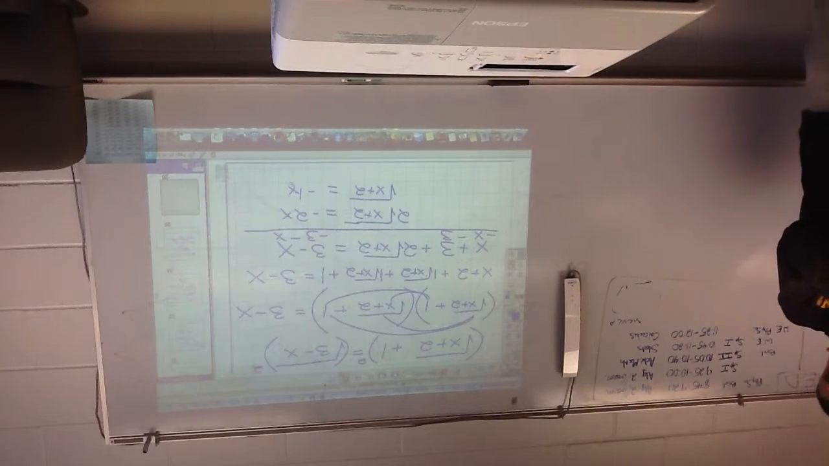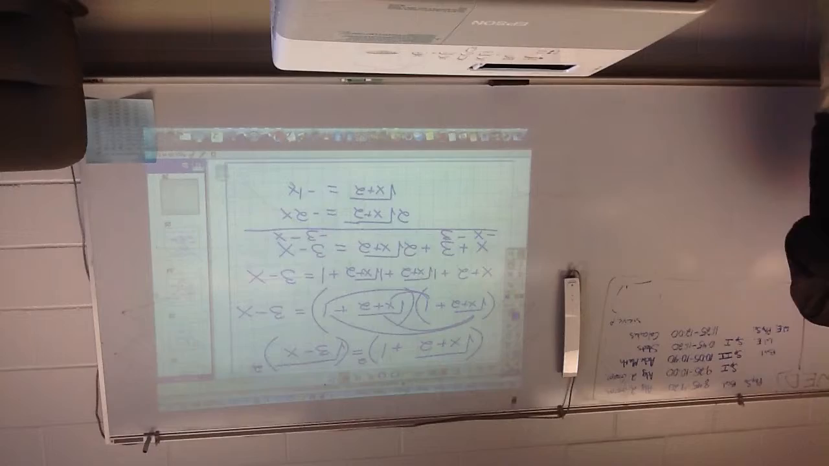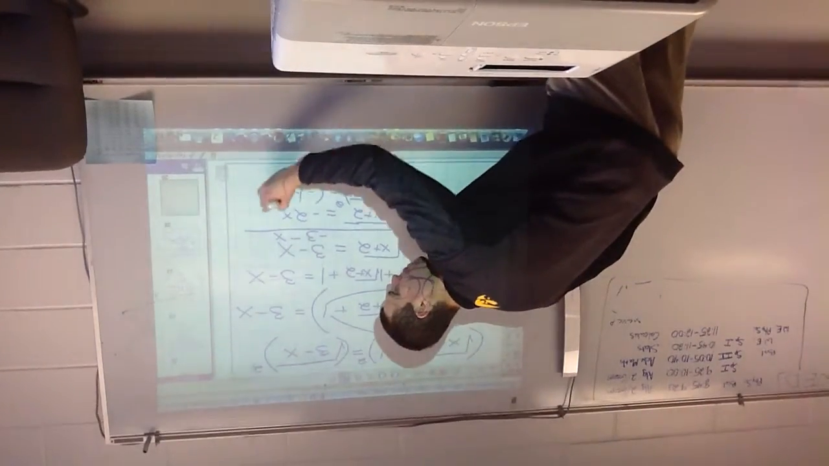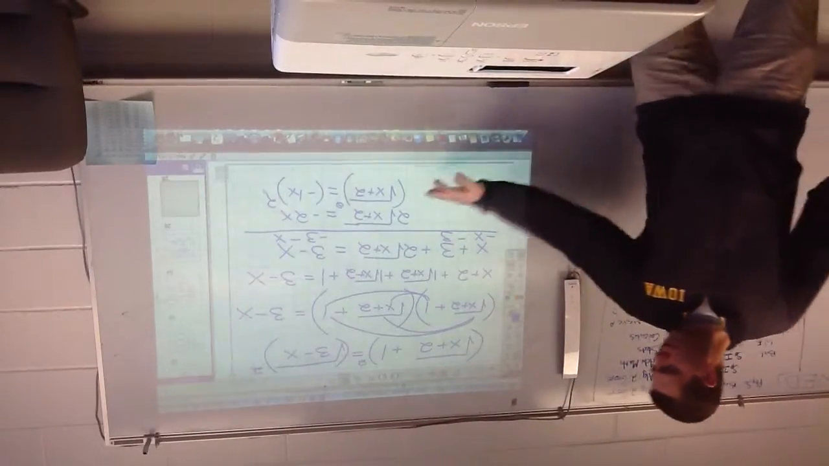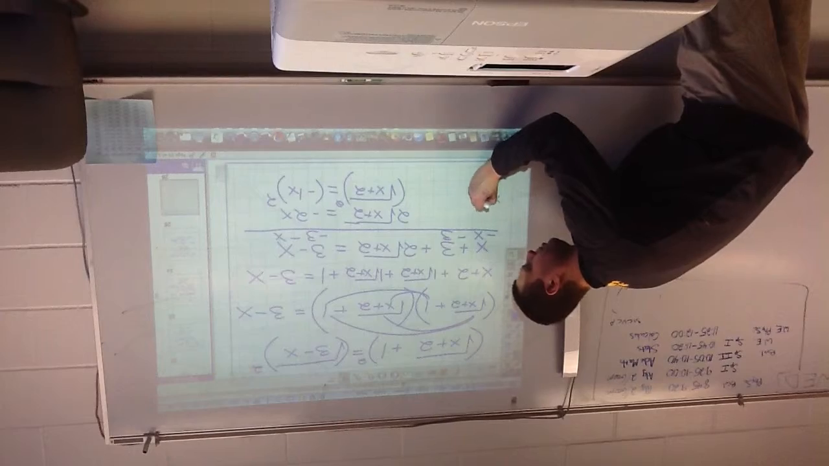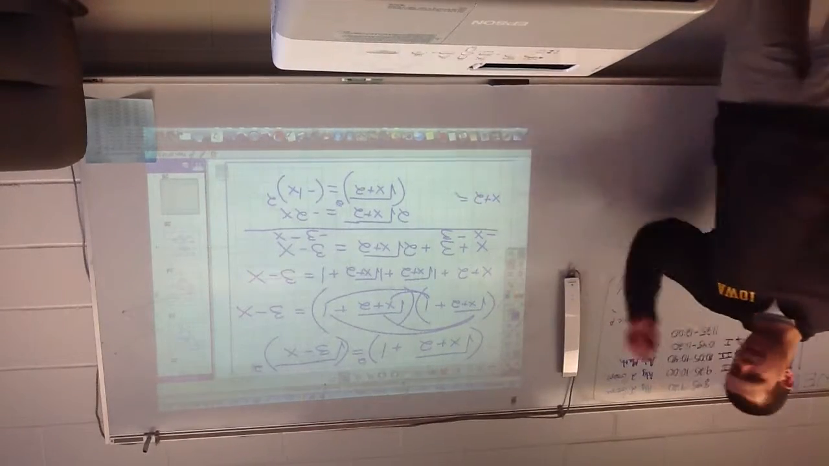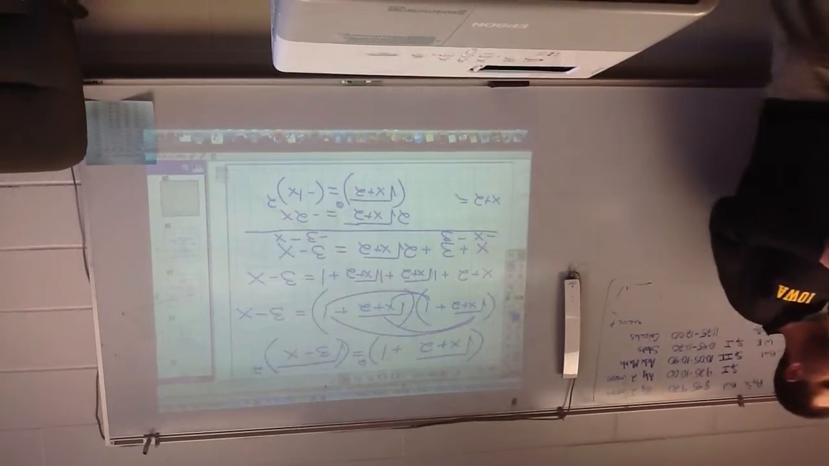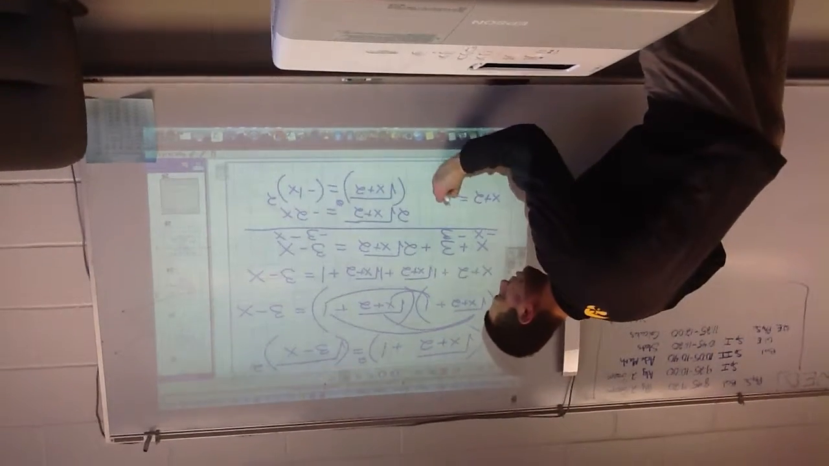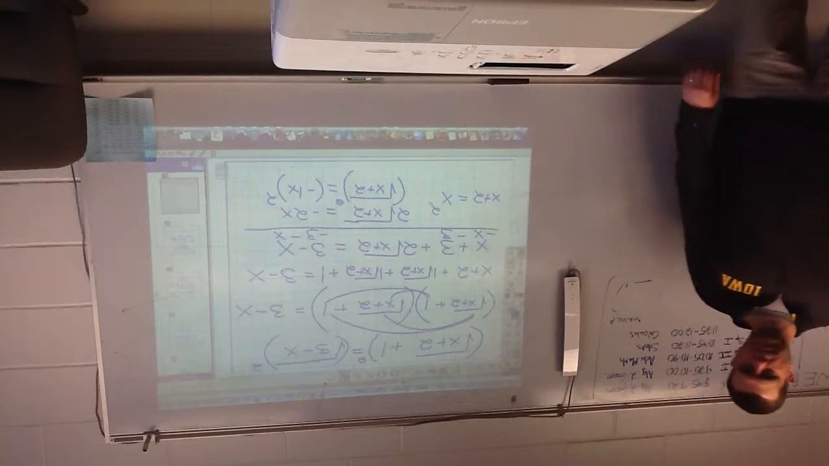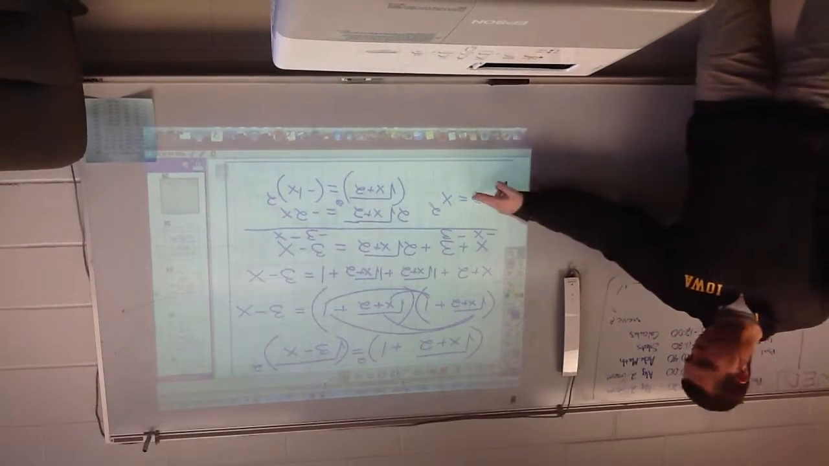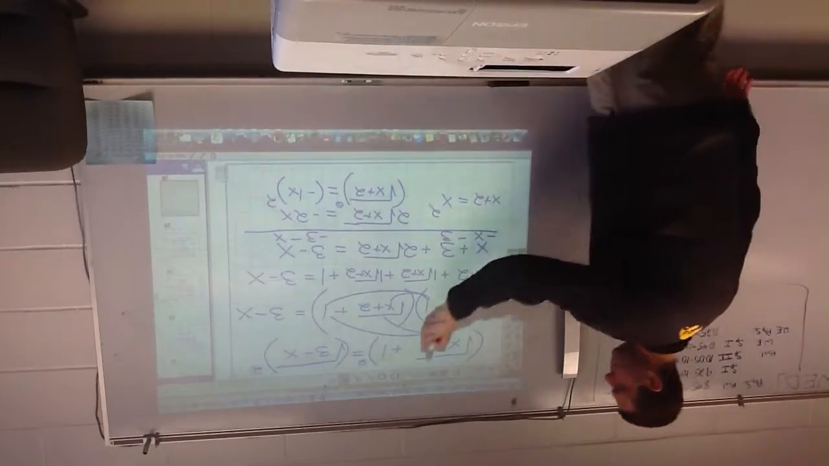Now what do I do? Square both sides. When I square this side, I just get x plus 2. When I square the other side, what do I get? What's negative 1x times negative 1x? X squared. So now I have x plus 2 equals x squared.